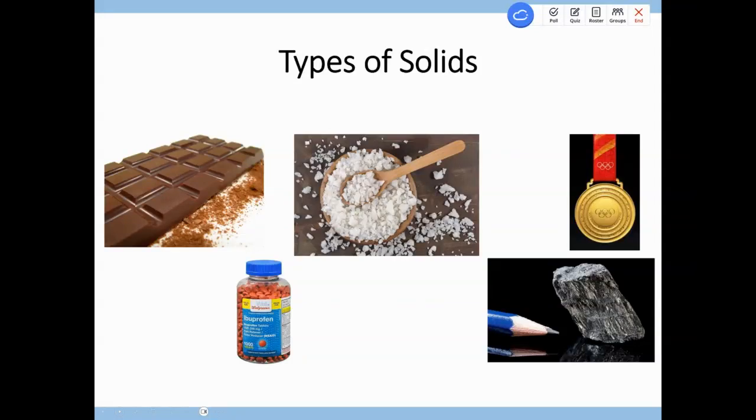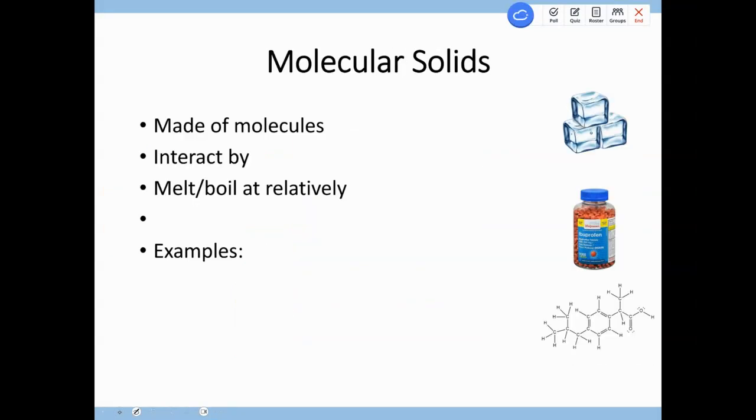The next picture is salt. That's an ionic compound. We learned about ionic compounds last term. Then we have metal. We have ibuprofen. This is another type of solid. This is graphite, which is what's used in pencils. Another type of solid. These all have different properties because while they are all solids, their substances are different.